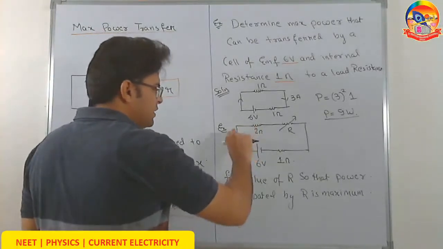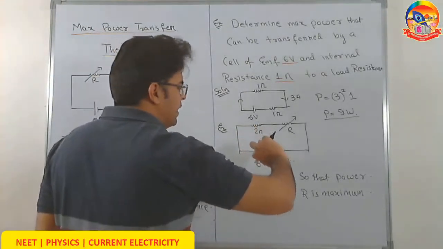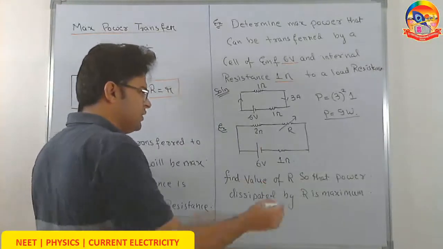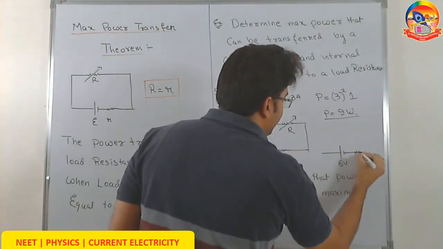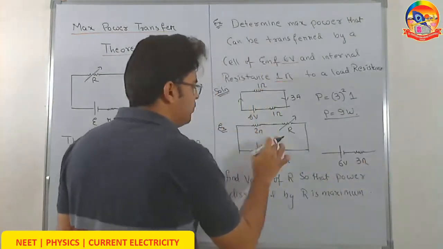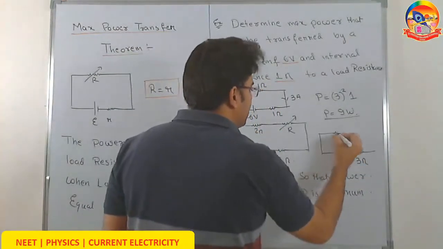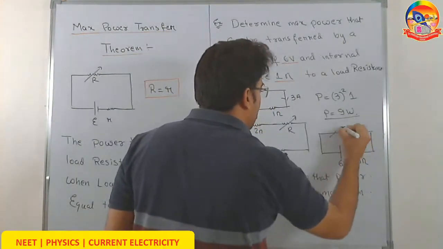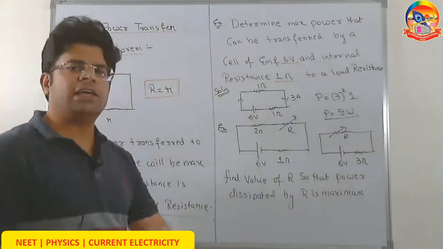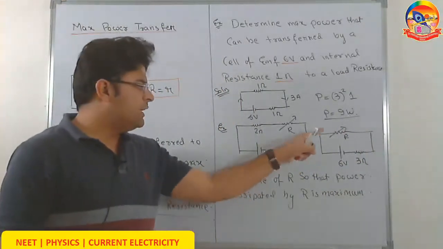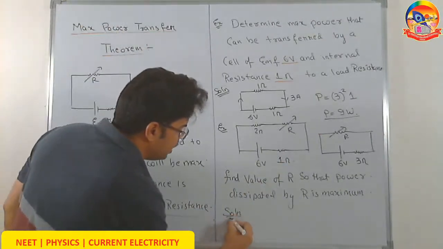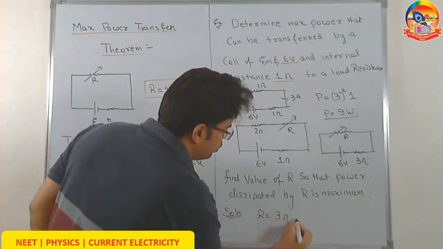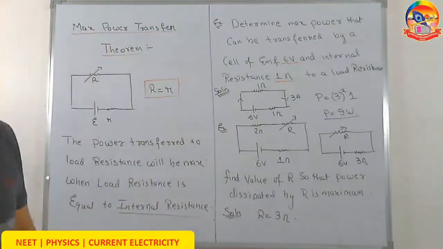Move this 2 ohm first from here to here, then from here to here, and then treat it like internal resistance. So think of this circuit as a battery of 6 volt having internal resistance of 3 ohm, 2 plus 1, 3 ohm, and then connected to a variable load resistance R. Now they are asking what has to be the value of R so that the power dissipated by R will be maximum. So the solution is very easy. R should be equal to 3 ohm, not 1 ohm.